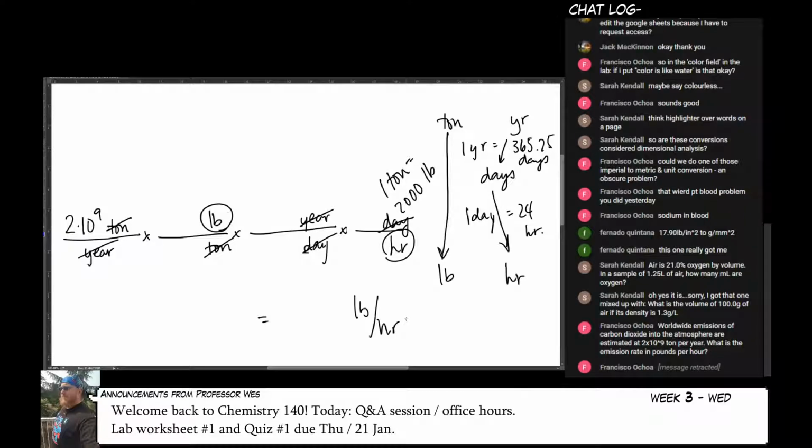And then we just fill in the numbers. So 1 ton is 2,000 pounds. A year is 365.25 days. And then a day is 24 hours. Let's punch in the calculator: 2 times 10 to the 9 times 2,000 divided by 365.25 times 24.